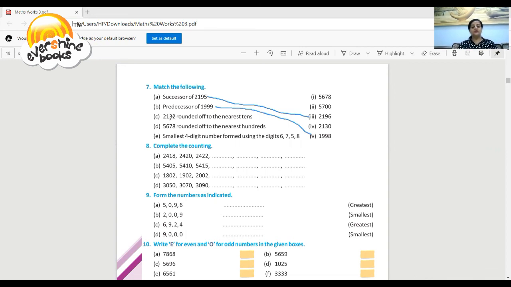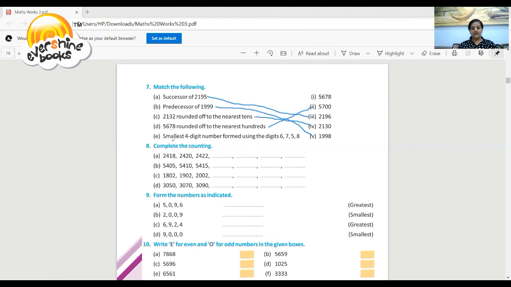1000. 2132 rounded off to the nearest tens. Nearest tens, it will be 30 because it is 2 at ones place. So 2130. 5678 rounded off to the nearest 100. For hundreds we see the 7. So the answer will come, 5 and 6 is going to be added with 1 and it will become 5700.